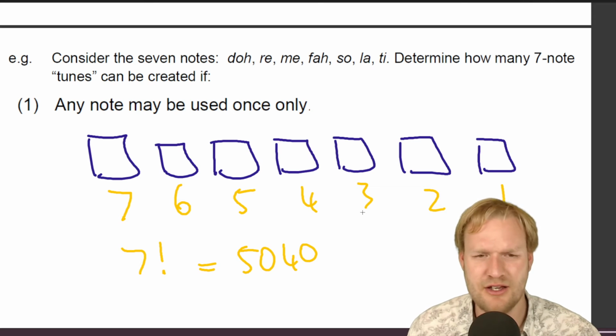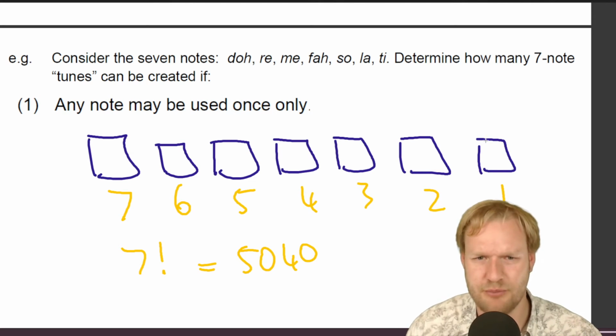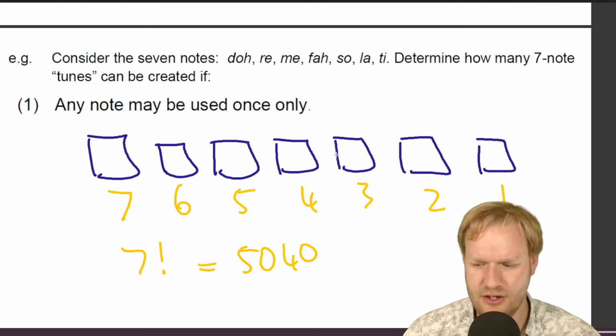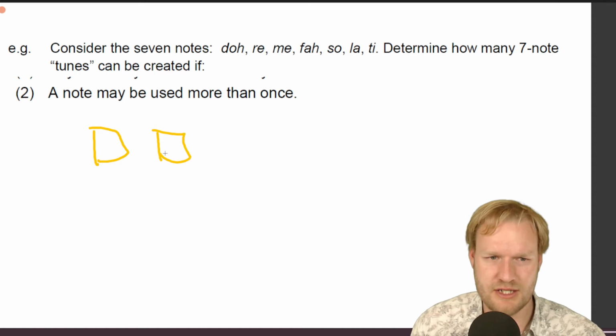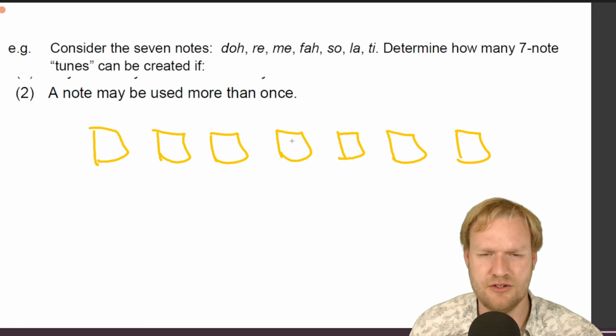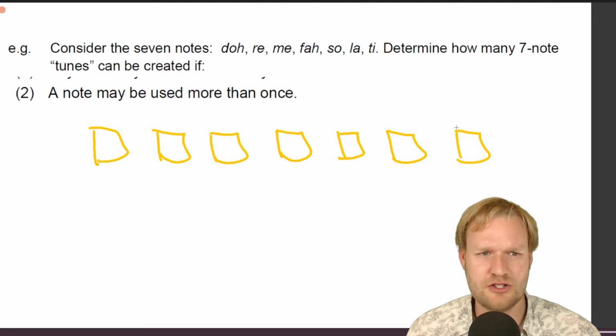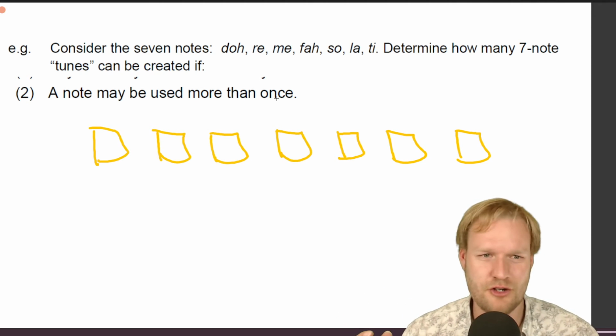So this looks like an example we did previously. You're filling in seating people or notes. Okay, now let's consider the same idea. We've still got our 7 things over here. Determine how many 7-note tunes may be created if a note may be used more than once. So we could have do, do, do, do, do, do, do.